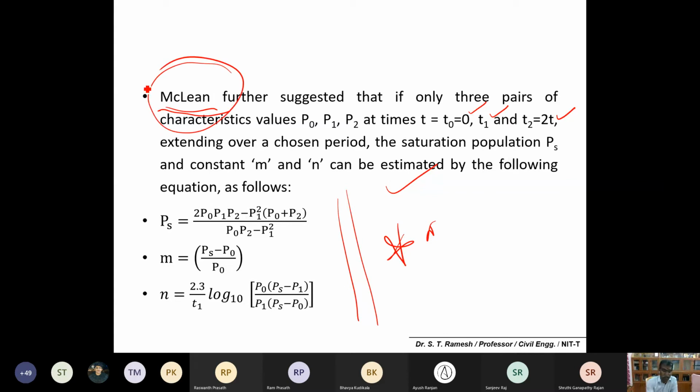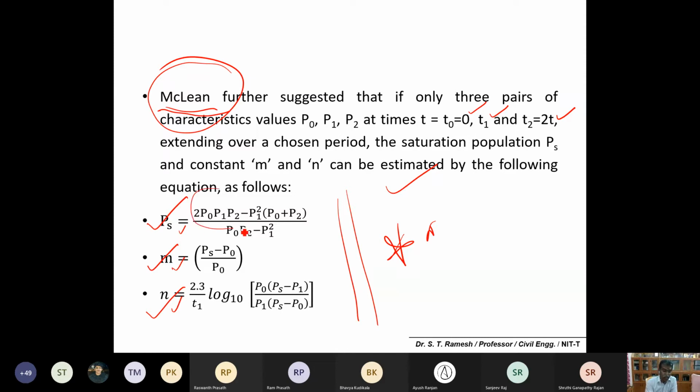MacLean is another scientist, and he followed some assumptions to solve these problems and calculate these values. So please remember how to calculate PS, how to calculate M, and also how to calculate N using these three equations. We are not going to discuss the mathematical part elaborately; that is not necessary for UG level. Please remember MacLean's saturation formula and the constant M and N formulas.